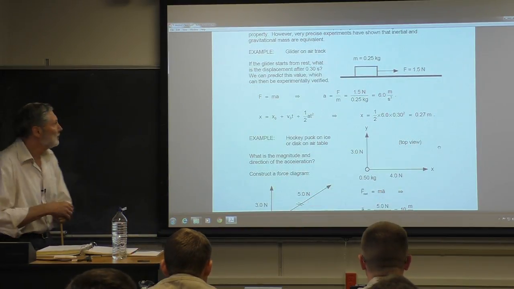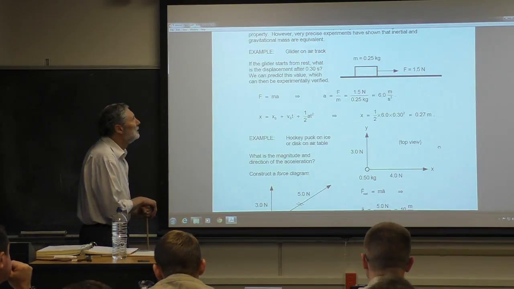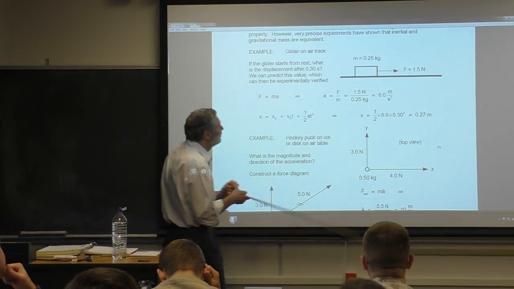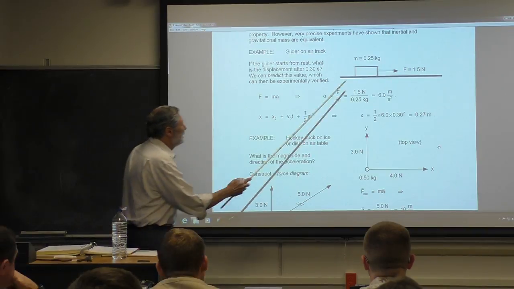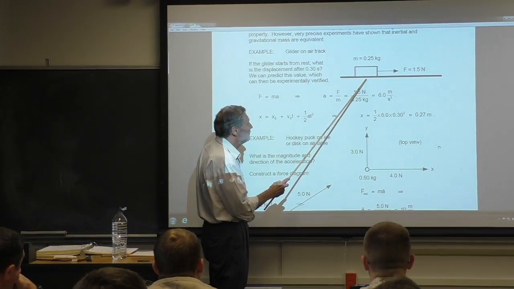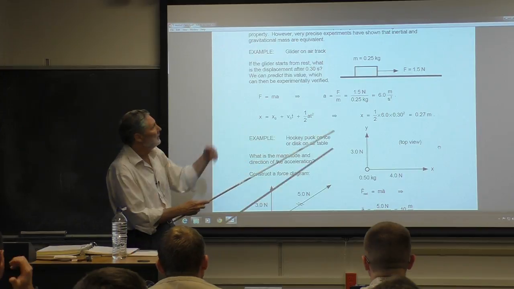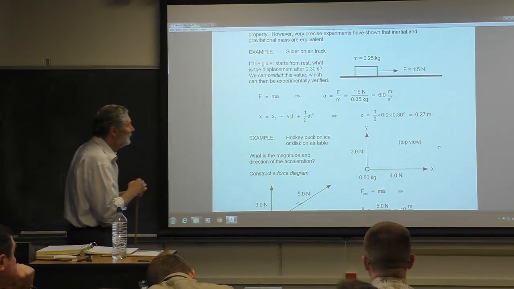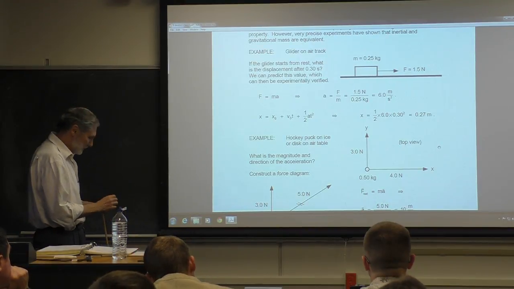Okay, so let's remember the glider on the air track. This is a horizontal or level air track. Let's say the glider is 250 grams, or a quarter of a kilogram. We apply a force of 1.5 newtons. This is the net force. Remember, the gravitational force is being balanced by what we'll call the normal force. Don't worry about that now, but it's the upward force on the glider. And we're neglecting friction, which is minimized due to the air coming out of the air track.